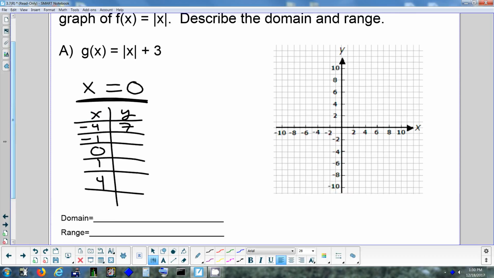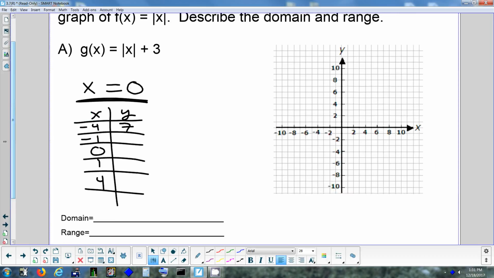Plug in negative 1. What's the absolute value of negative 1? 1 plus 3? 4. Absolute value of 0? 0. Plus 3? 3. Okay, basic arithmetic, just like we did in the warm-up. What's the absolute value of 1? It should be 1, plus 3. Don't get stuck there. Because you have a positive absolute value, it's going to stay positive. It doesn't flip to a negative. Absolute value is never negative, ever.